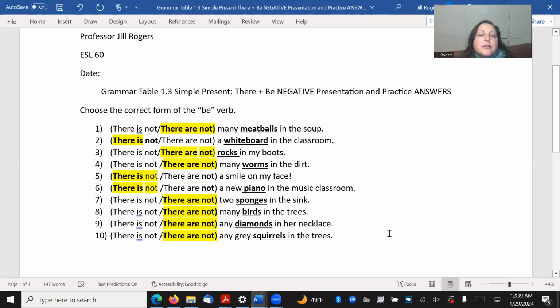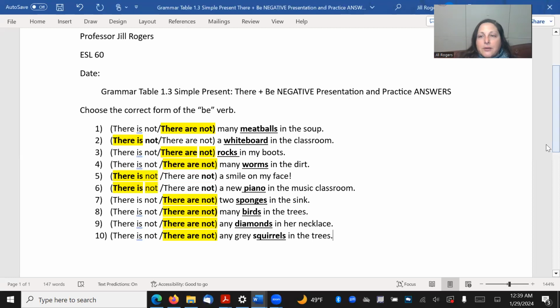Okay. The next one, number 6, there is not a new piano in the music classroom. Number 7, sponges, right? It's plural. There are not 2 sponges in the sink. Number 8, birds is plural. There are not many birds in the trees. Number 9, we have diamonds. Okay, so it's plural, so there are not any diamonds in her necklace. And the last one, 10, there are not any gray squirrels in the trees.